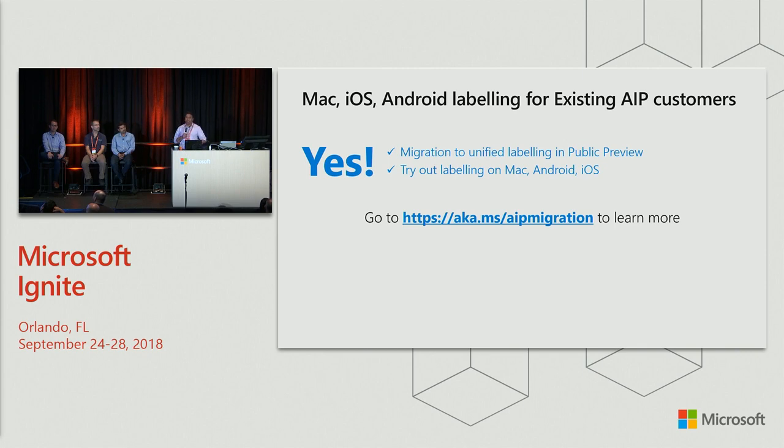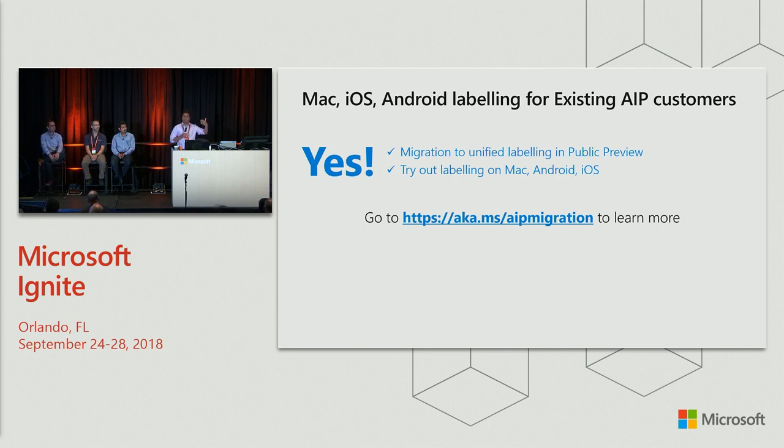So Mac, iOS, Android for existing AIP customers. There's a small step that involves a little migration in our backend, which you can find a link to here. The migration is in public preview. That comes with all the caveats of public preview, so be careful not to try this out right now on your production tenants, but this is working now, and you can go to the link and try it out right after the session.